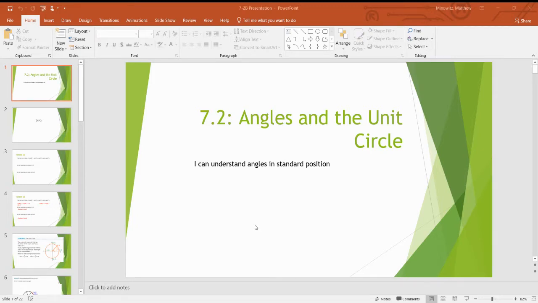Hello everyone, and welcome to day 2 of lesson 7.2, where we're dealing with angles in the unit circle. Today we're going to talk about angles in degrees. We're also going to learn about something called radians. We'll really start filling in our unit circle, understanding what the unit circle tells us, how we can convert between degrees and radians, and understand all of the different information.